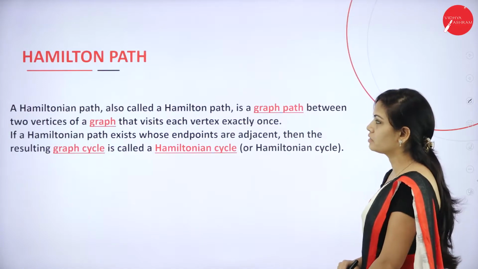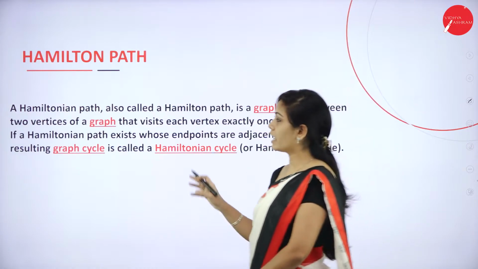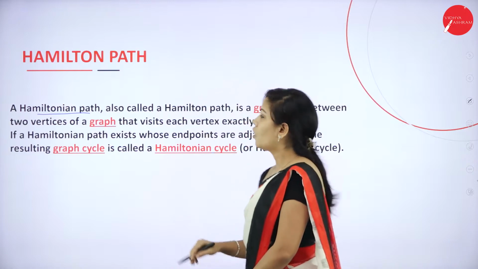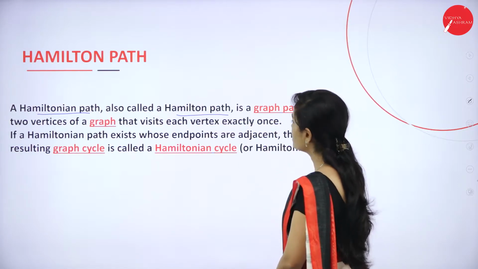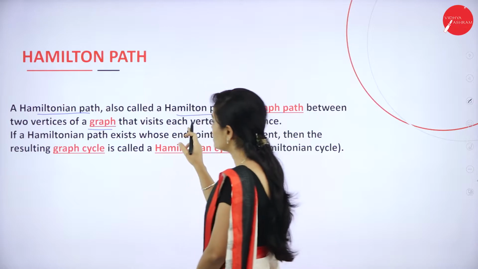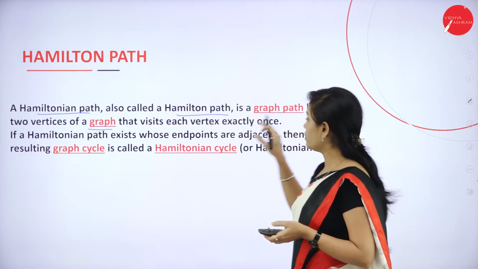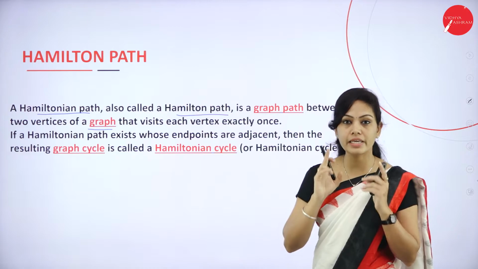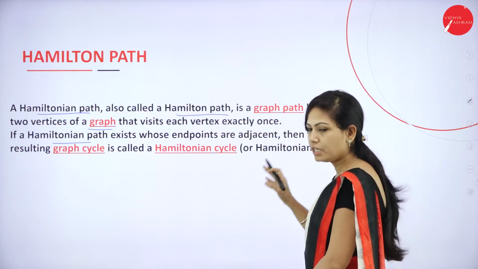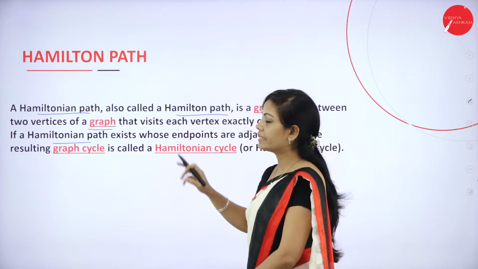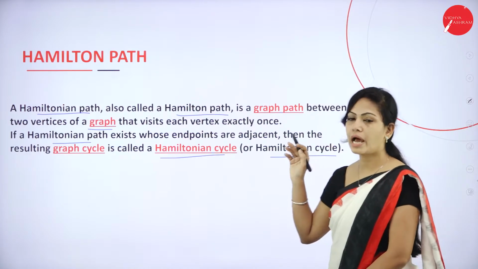So what is this Hamilton path, Hamilton graph and Hamilton circuit? A Hamilton path is also known as a Hamiltonian path. A Hamiltonian path is a graph path between two vertices of a graph that visits each vertex exactly once. Listen carefully. In a Hamilton path, every vertex in the graph is visited exactly once. And if a Hamiltonian path exists whose end points are adjacent, then the resulting graph cycle is called a Hamiltonian cycle, or Hamilton cycle.